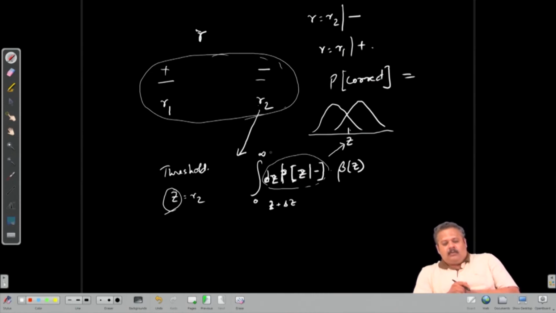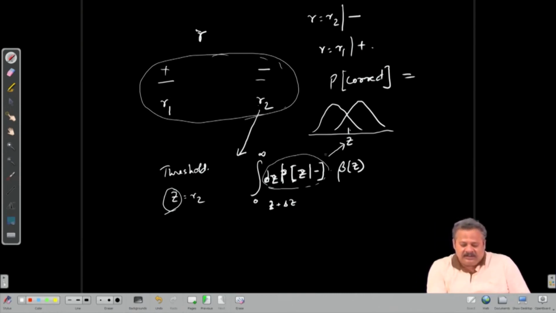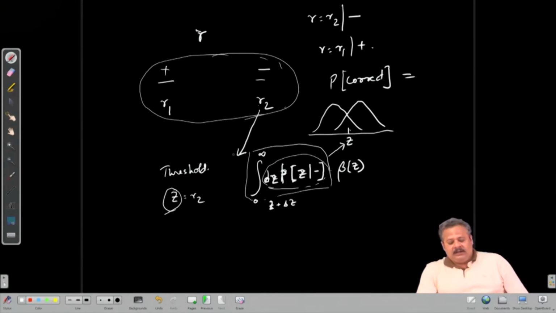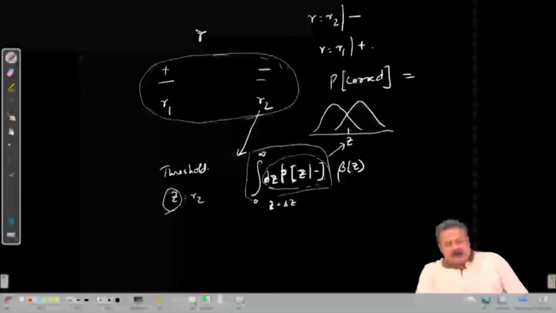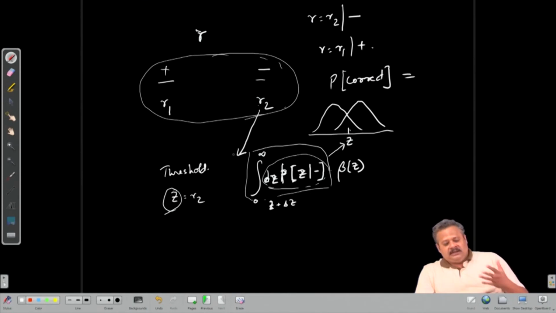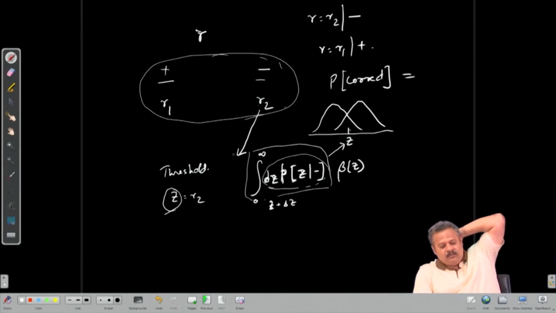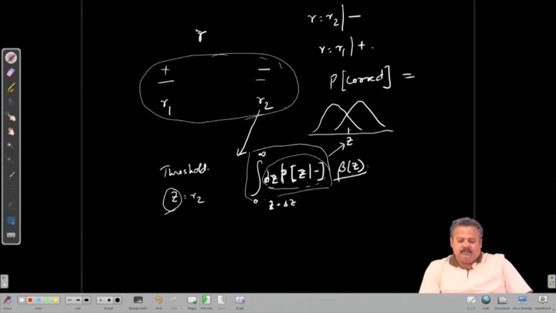So, what we are doing is we are saying what is the probability that the rate observed given a minus stimulus is Z, which is the integral of this without the beta Z. But then we have to also be correct in the sense that the first rate has to be greater than Z, which is the probability of hit, and that is beta Z.